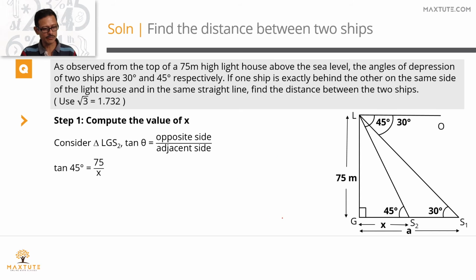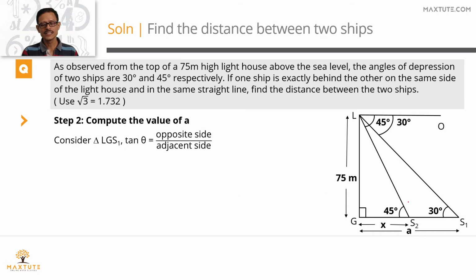Quickly summarize it in a printed form. Tan 45 is equal to the opposite side LG divided by adjacent side GS2, which is 75 by X. Tan 45 is a 1. So X is equal to 75 meters. Step 1 done. Step 2, we're going to look at right triangle LGS1. We're going to compute the value of A. Here again, I'm going to go with tan theta because I know the opposite side, which is LG. I'm trying to compute the adjacent side's value, which is equal to A.